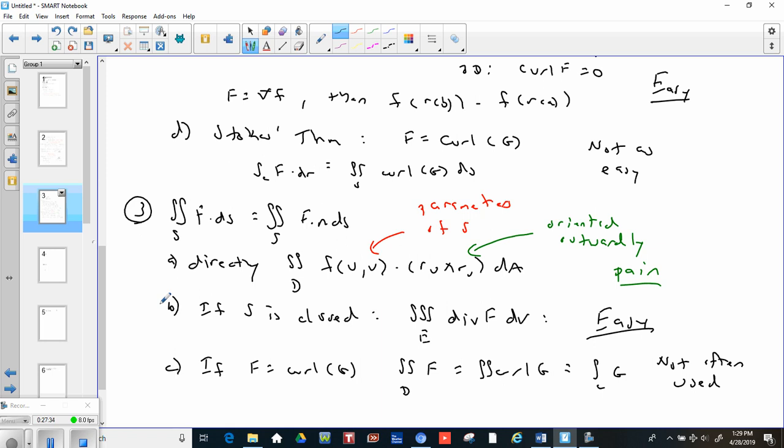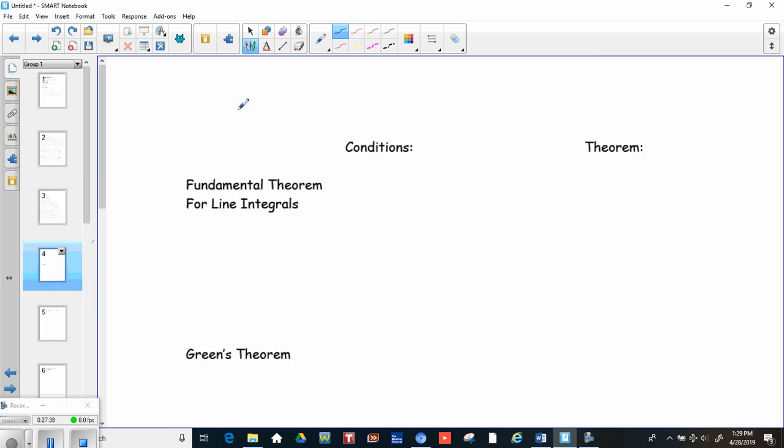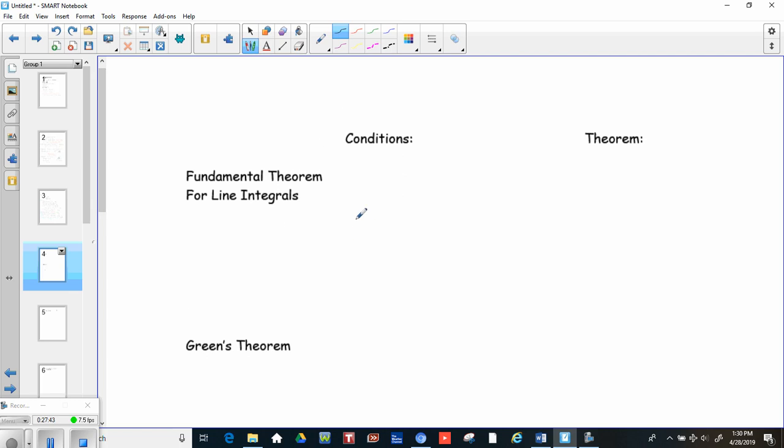All right, so one more page here on this video, and then we're going to start our examples. So let's just run through, and I know we've written these things down, but I want to give you guys a nice clean sheet here to look at these things. Fundamental theorem for line integrals, Green's theorem, Stokes theorem, and divergence theorem. We're just basically going to write the conditions that you need and the actual theorem itself.